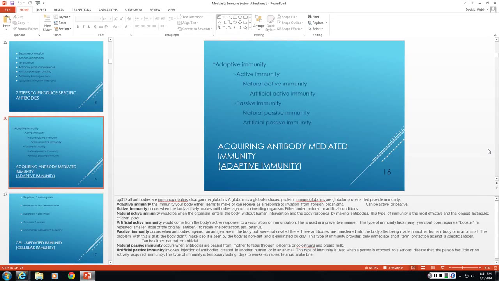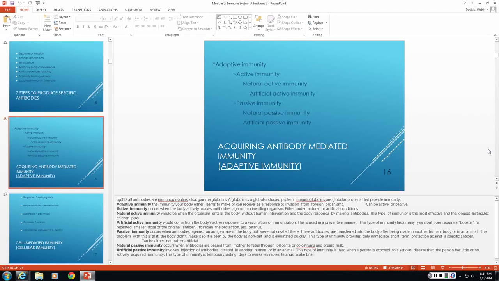So these antibodies are transferred into the body after being made by another human body or an animal. Now the problem with this is that the body didn't make it, so it's seen by the body as non-self and is usually eliminated quickly. Now this type of immunity provides only immediate short-term protection against a specific antigen. Now it can be either natural or artificial.